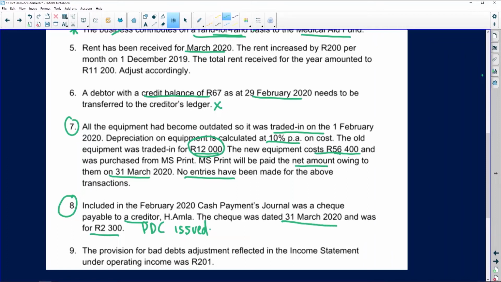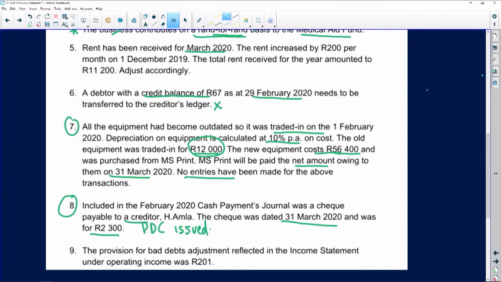Now remember guys, a post-dated check is a check that is made out but can only be cashed at a later date. So in this case, the creditor can only cash the check on the 31st of March 2020, in the next financial year. Now, in your financial statements, more specifically in the balance sheet, this entry that was made for the check issued needs to be reversed.